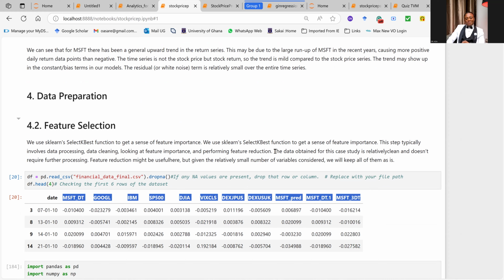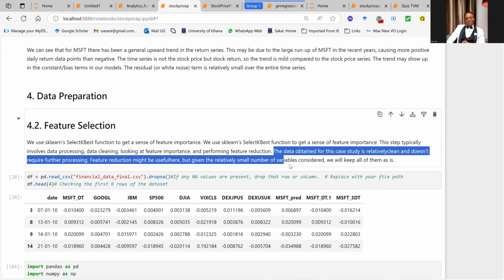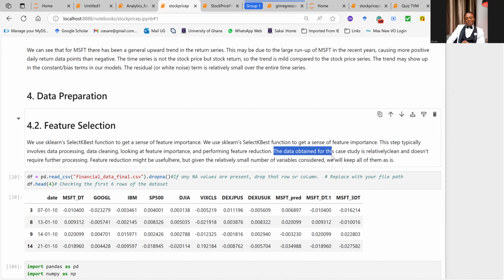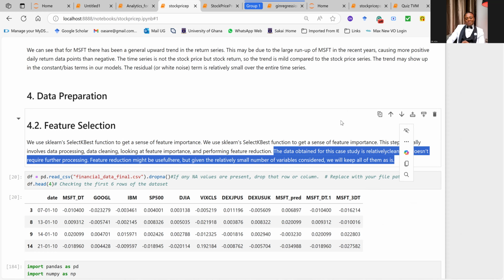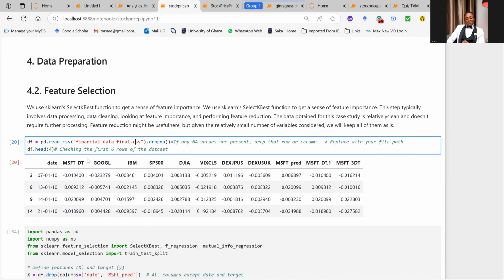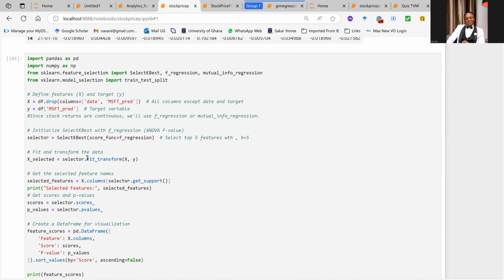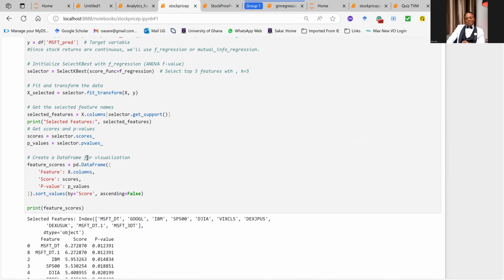I've made a point here that the data obtained for this study is relatively clean. It doesn't require further processing. Feature reduction might be useful here, but given the relatively small number of variables, we will keep all of the variables. We are not going to delete any variables. So don't worry about any feature selection. I show the name of the data again, and this time we are going to run our model.